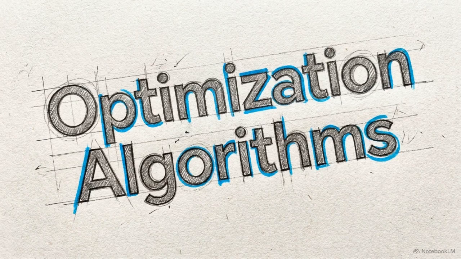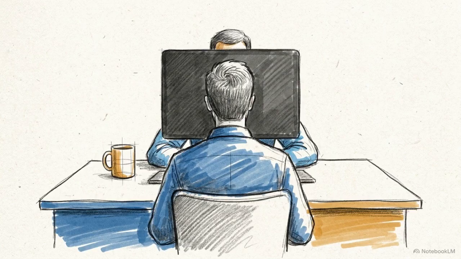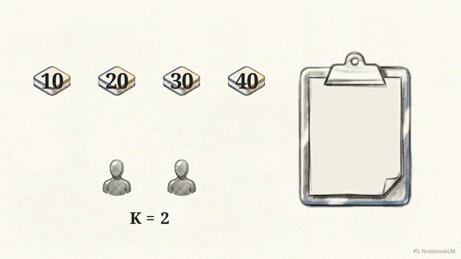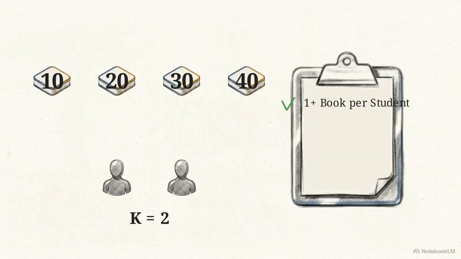Allocate minimum pages is a classic optimization problem and a frequent benchmark in technical interviews at companies like Amazon and Google. Consider 4 books, 10, 20, 30, and 40 pages, and 2 students. 3 rules apply. First, each student receives at least 1 book.